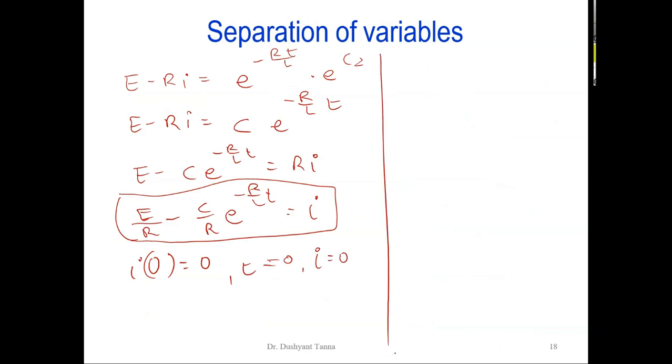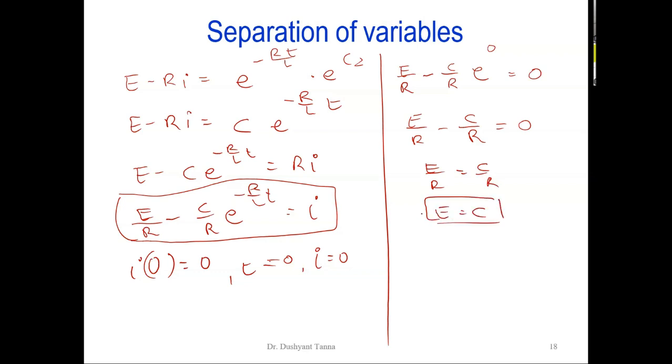Plug it back here. I'll do it on this screen rather than the next. So E over R is a constant, it does not change. C over R does not change. E raised to 0 times something, which is 0, is equal to 0. So E over R minus C over R is 0. E over R is equal to C over R. Therefore, E is equal to C, which I'll replace in this equation. So what will it look like? Finally, E over R, and C.